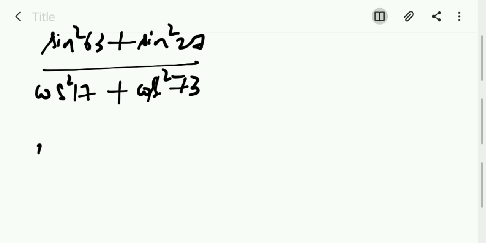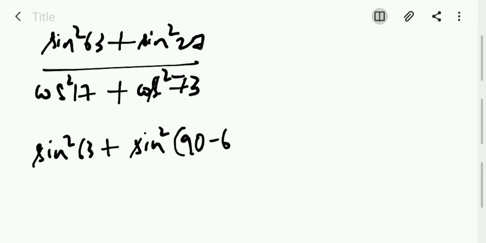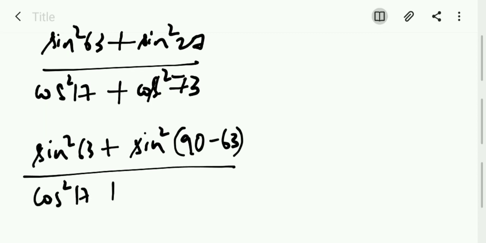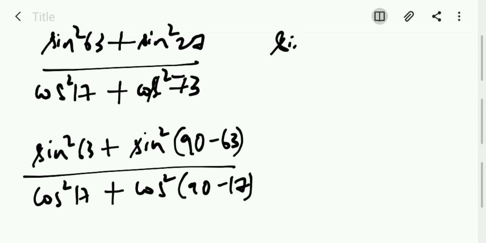Now we all know, in complementary angles we have studied it, right? Now what is this? Sine square 90 minus 63, correct? Can I write 27 as 90 minus 63? Whole divided by cos square 17 plus cos square, can I write 73 as 90 minus 17? Come on, go back to the complementary angles now. Look, this is a mixture of everything, guys. Now what is sine 90 minus theta? It is cos theta. Now please remember all those things.